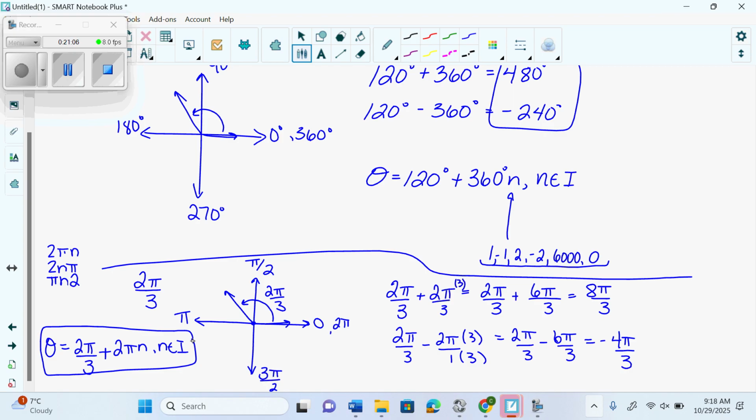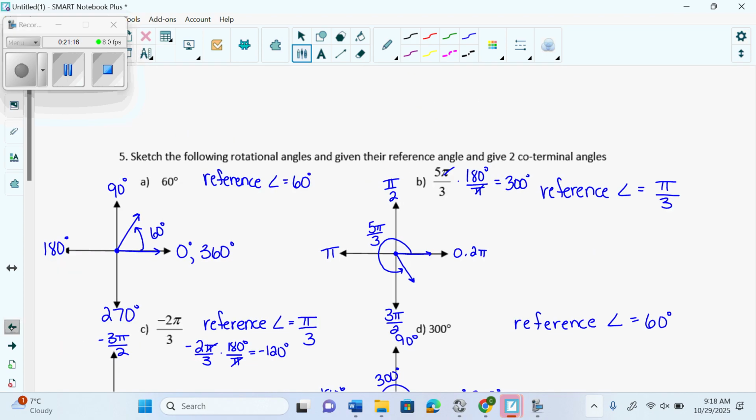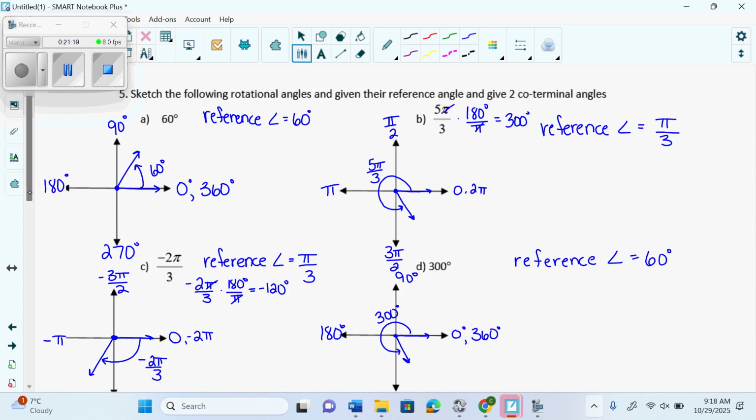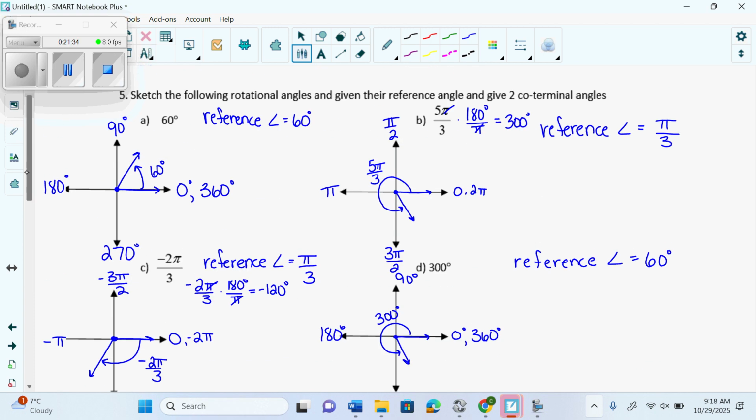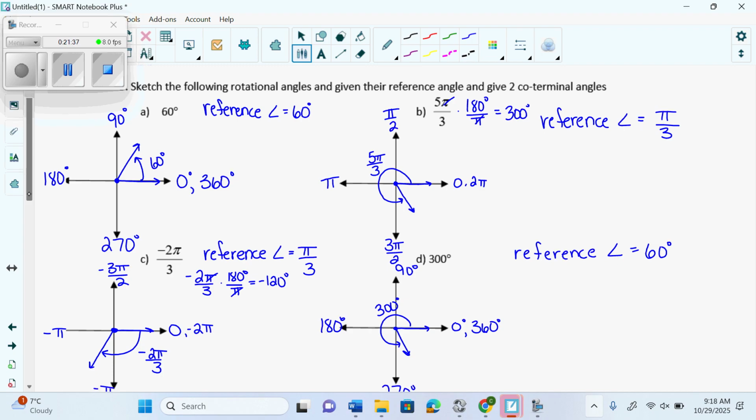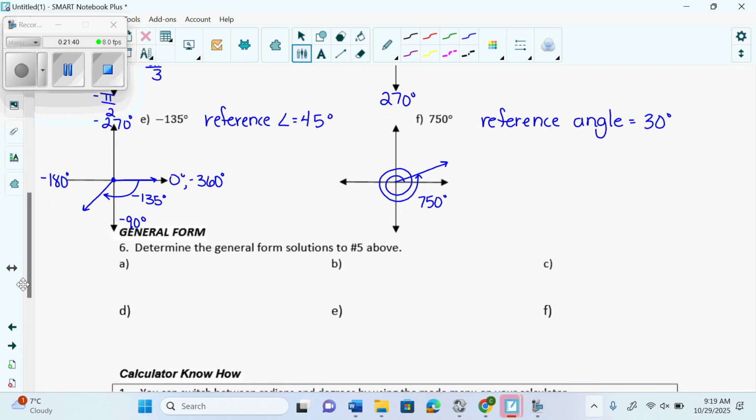Go back to the page you had with 6 graphs on it. If you're still on that page, yay. You never left it, you believed in it, you wanted to stick with it. I want the first positive and first negative coterminals around each of these 6, so 2 of them for each. Then look down here. Determine the general form for the number 5 above, okay? Then we're going to go through the answers. Go.